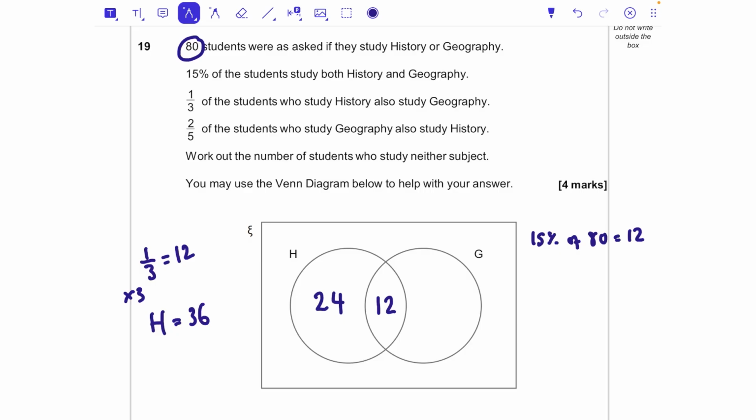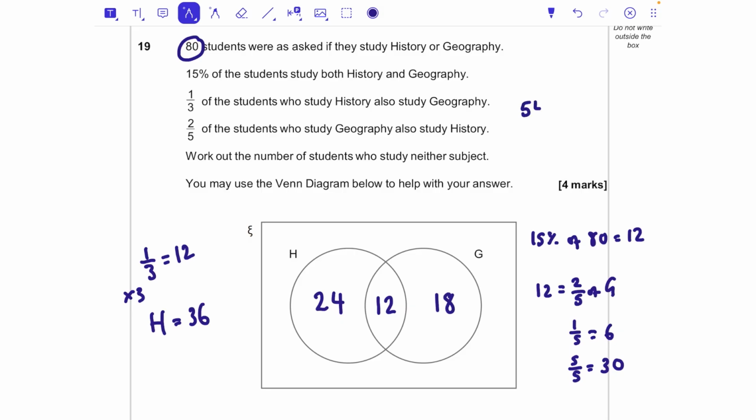2/5 of the students who study geography also study history, so 12 equals 2/5 of geography. So that is worth 2/5. 1/5 of the students would be 6. So 5/5, all of the students that study geography would be 30. So we need this circle to equal 30. You've already got 12 in the intersection, so that leaves 18 on the outside to make 30 altogether for that circle.